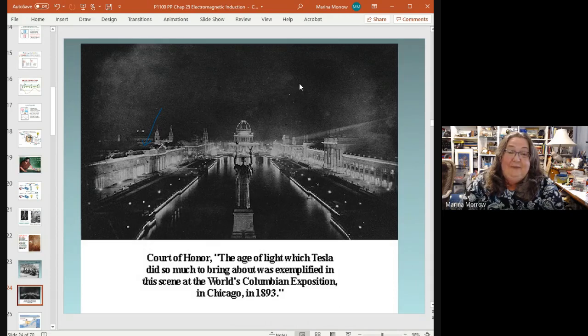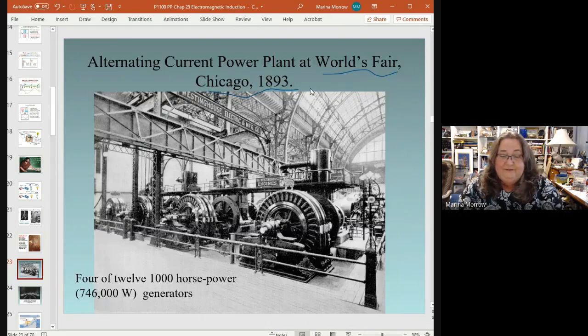Anyway, so how did Tesla win? Well, what Tesla did was he brought electricity to the fair. He lit the whole place up with brilliant lights, and everybody was very safe, and nobody died from the electricity.